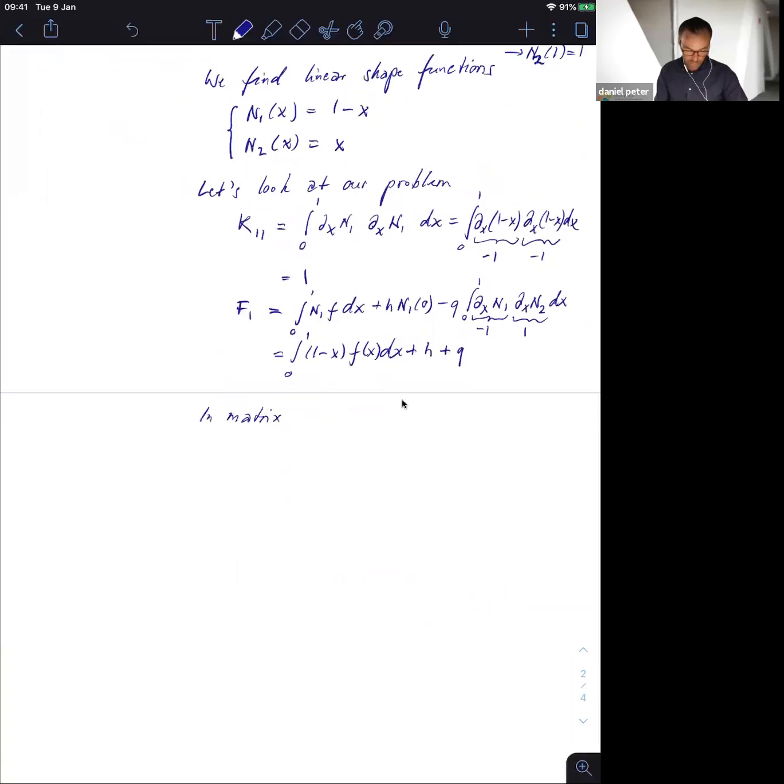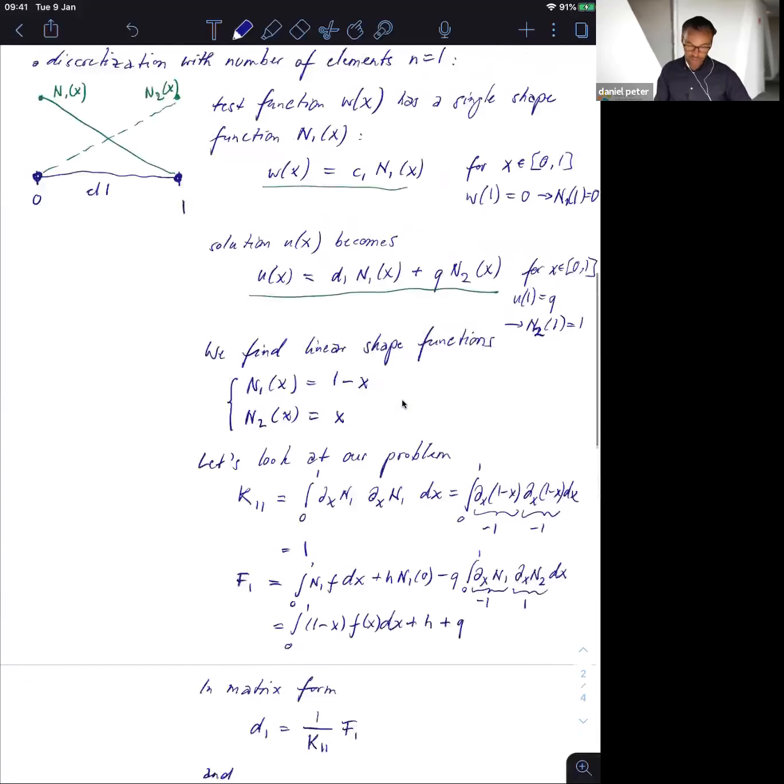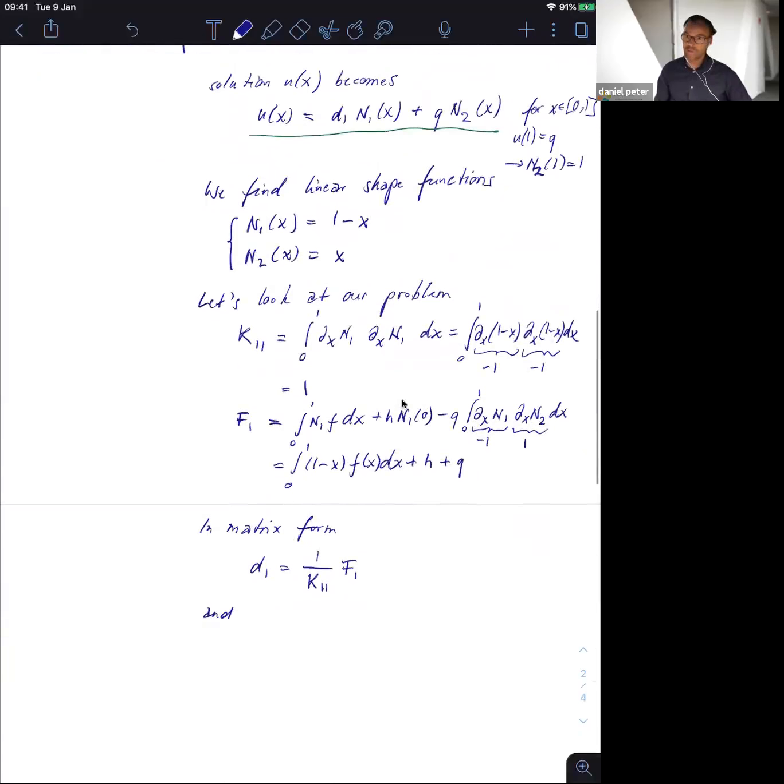In matrix form, we find that D1 is 1 over K11 times F1. That's the solution in this simple case. And let's come back to our function, to the solution basically. So u of x.